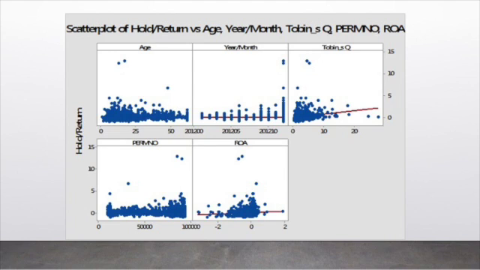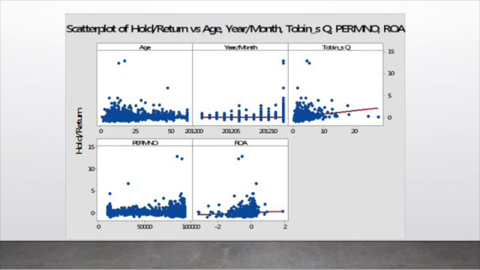Same with the year and the month. At the end, there was a little bit more verticality there, but you still see most of the values maintaining that line in that consistent area on the lower portion of the graph.